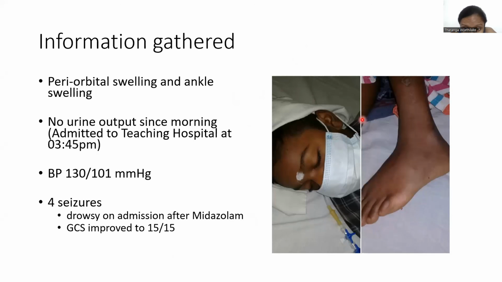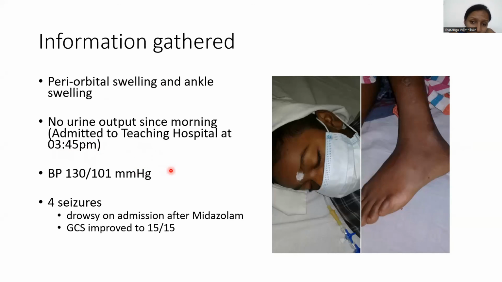And these are the actual pictures of the child, taken with permission from the parents. Now, if you look at the child's eyes, there is some periorbital swelling. There is some ankle swelling, right? When we asked about the urine output, the child had not passed urine since morning. The first seizure occurred around 4 o'clock in the morning. Since then, this baba has not passed any urine at all, right? They came to the teaching hospital around 4 o'clock in the afternoon.